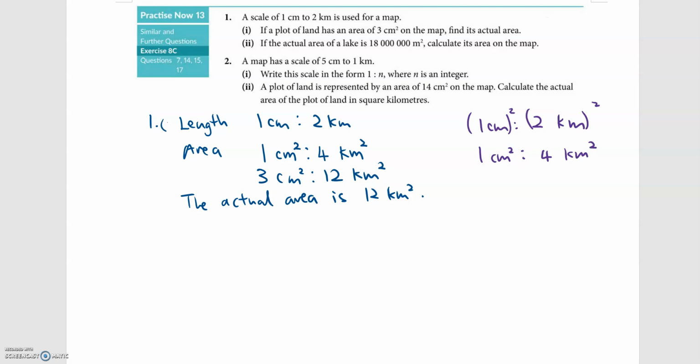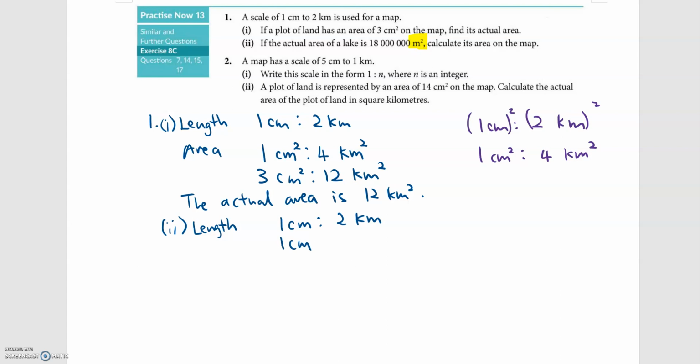Now let's look at part 2. If the actual area of a lake is given by this value here in meters square, calculate its area on the map. Now, for this question, the unit used is now meters square. So what I'll do first is to change the units used from kilometers to meters. Then once I have that, I will compare the areas in terms of cm square versus meter square.